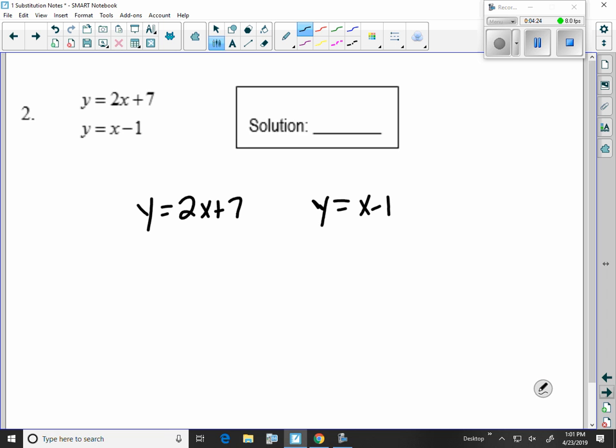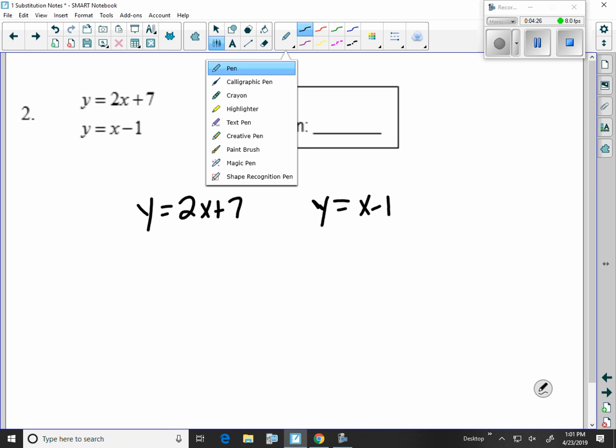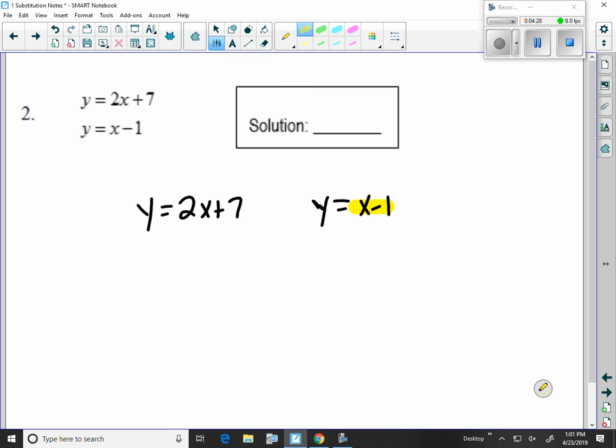Substitute, right? So we have x minus 1. What are we plugging it in for? y. So over here where we have y, we're replacing it with x minus 1. Is that okay? So we'll have x minus 1 equals 2x plus 7. Is it easy to solve for x? Yes, you can solve for x here.